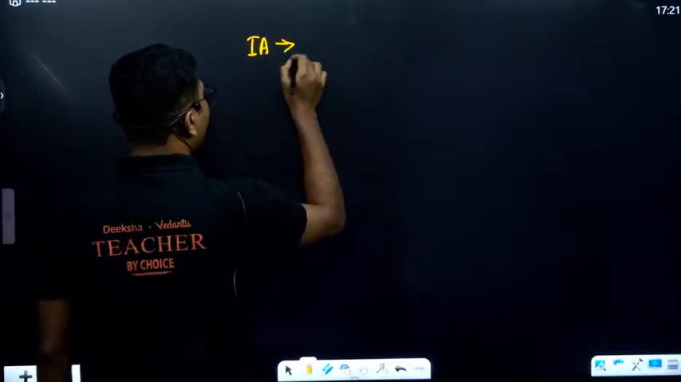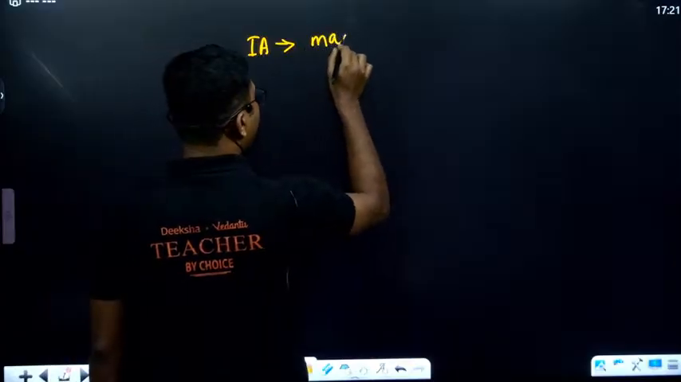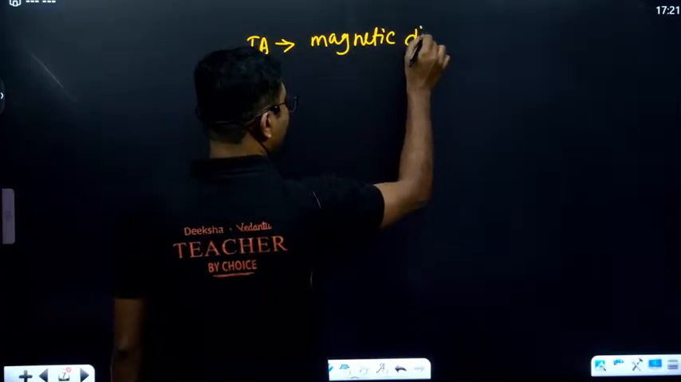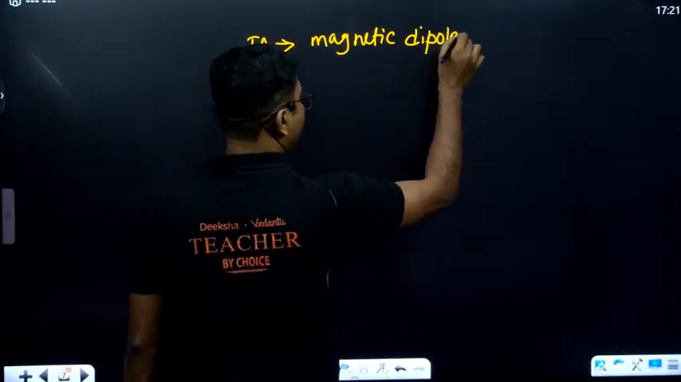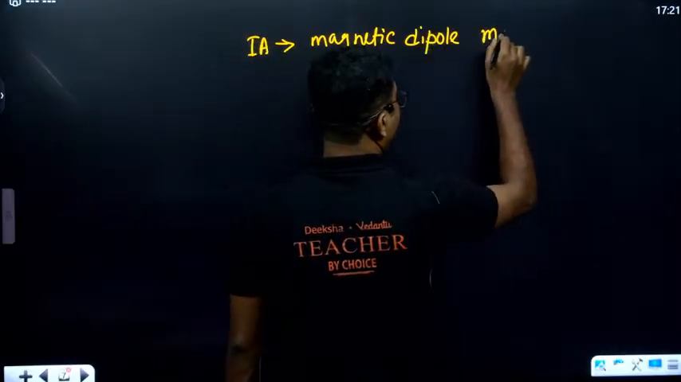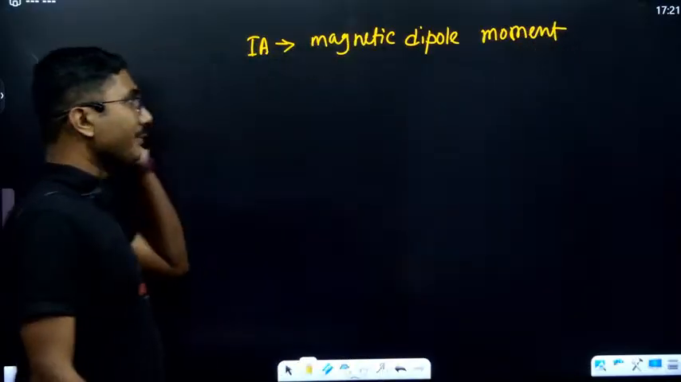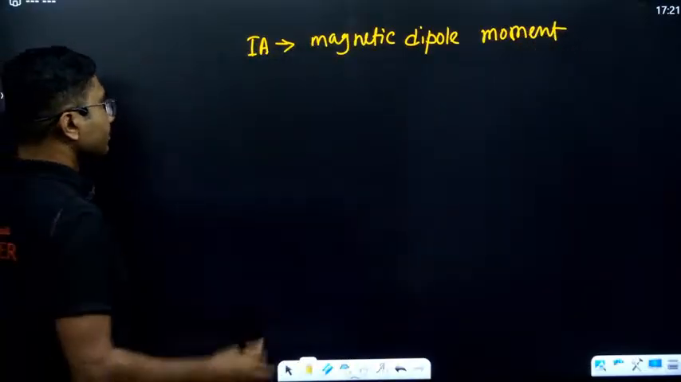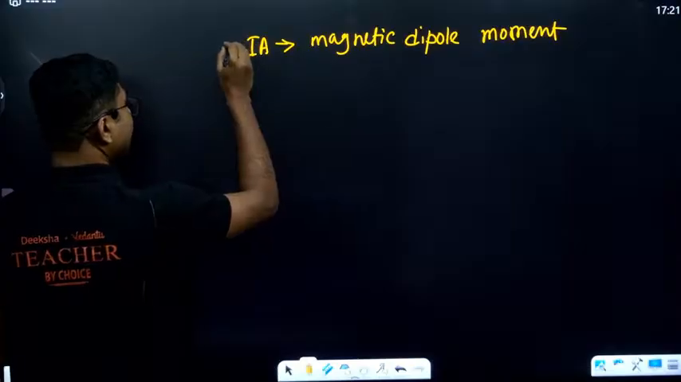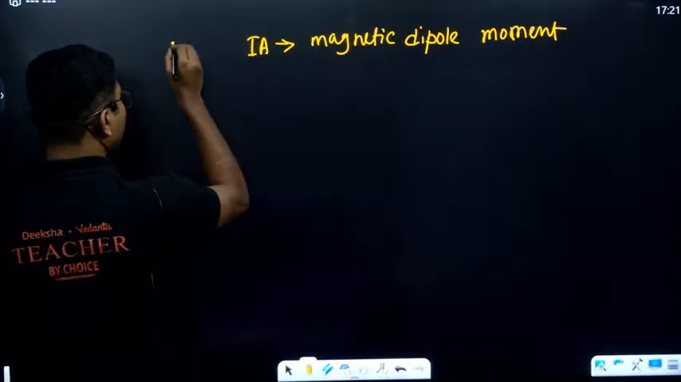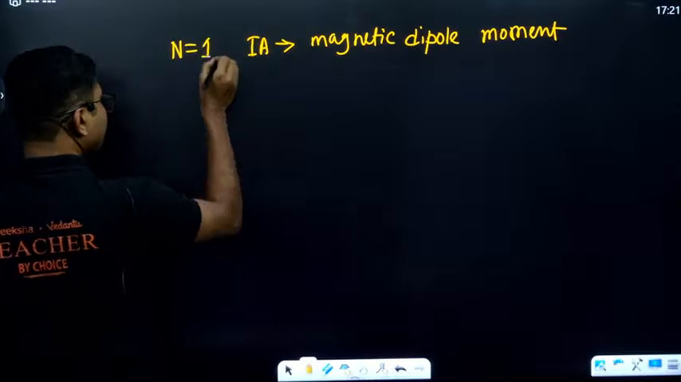I into A is called magnetic dipole moment. Why so? I will explain, don't worry. In some cases, for here the number of turns equals 1, that is one single loop.